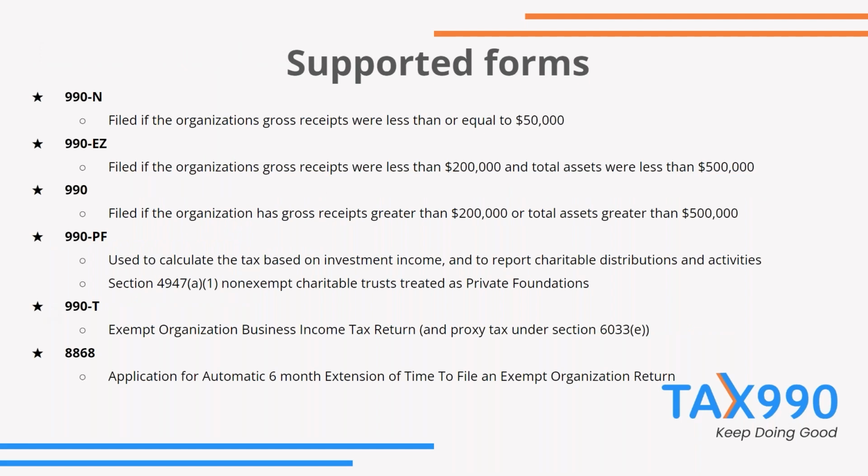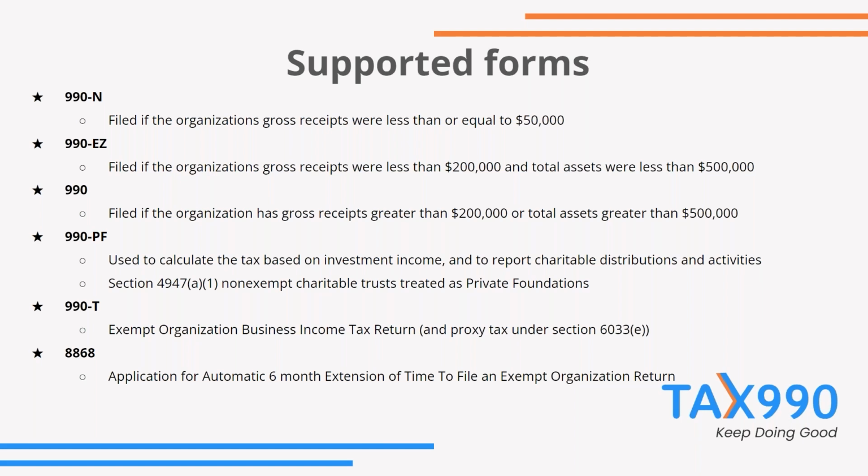Tax990 offers the entire suite of 990 series returns, so if an organization's financial status changes from year to year, you won't have to find an alternate provider that offers a larger or smaller return. So the 990N can be filed by organizations with gross receipts less than or equal to $50,000. The 990EZ can be filed if an organization's gross receipts were less than $200,000 and total assets are less than $500,000. The 990 form can be filed if the organization has gross receipts greater than $200,000 or assets greater than $500,000.